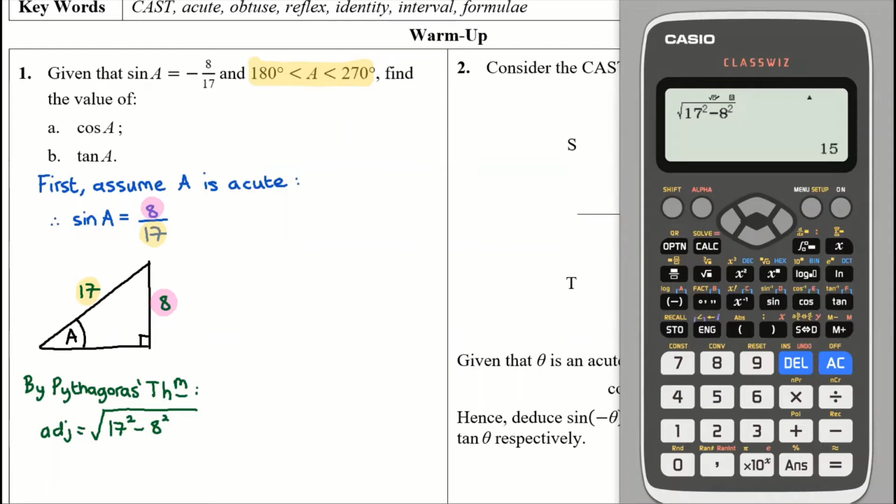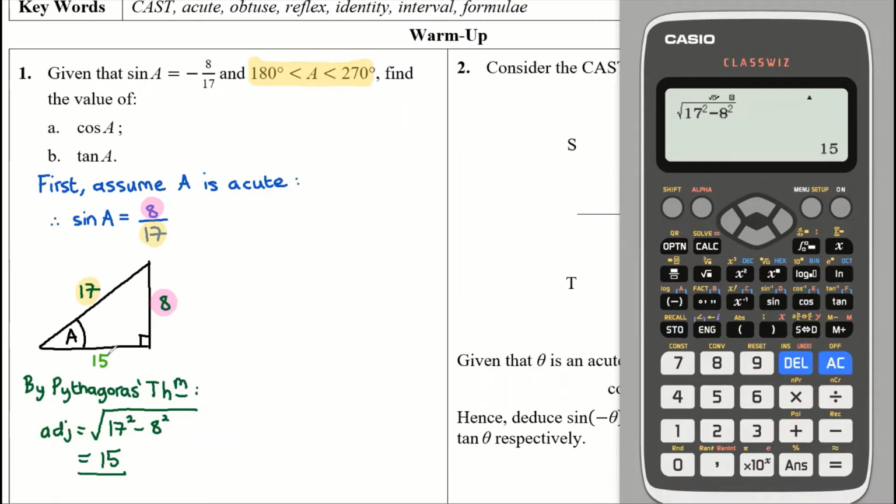And we get 15. It's one of those fantastic Pythagorean triples that we really like. Makes life so much nicer. So this is equal to 15. We can now add that to our diagram, so that side there is worth 15. And this means we can write down some more information.